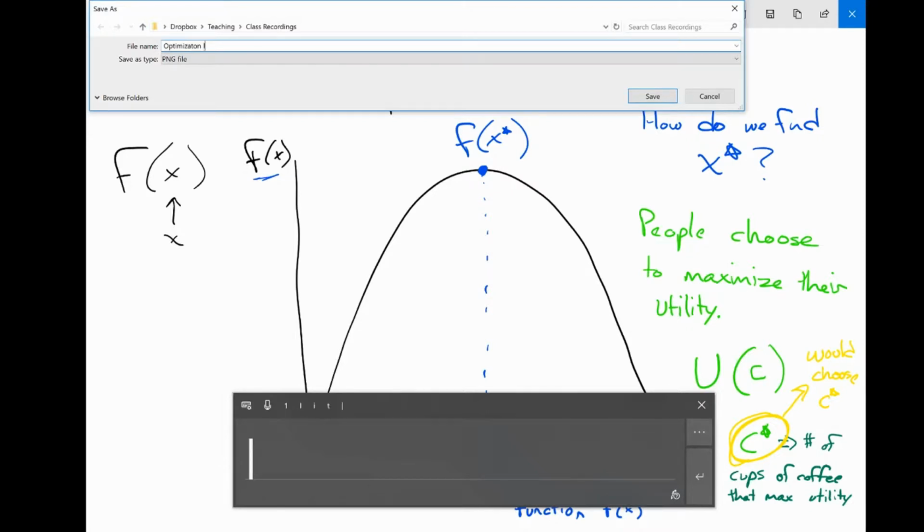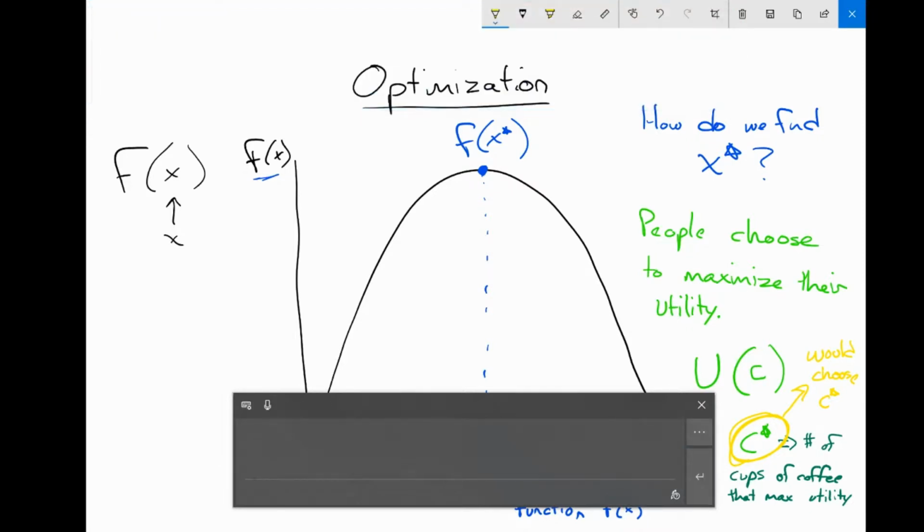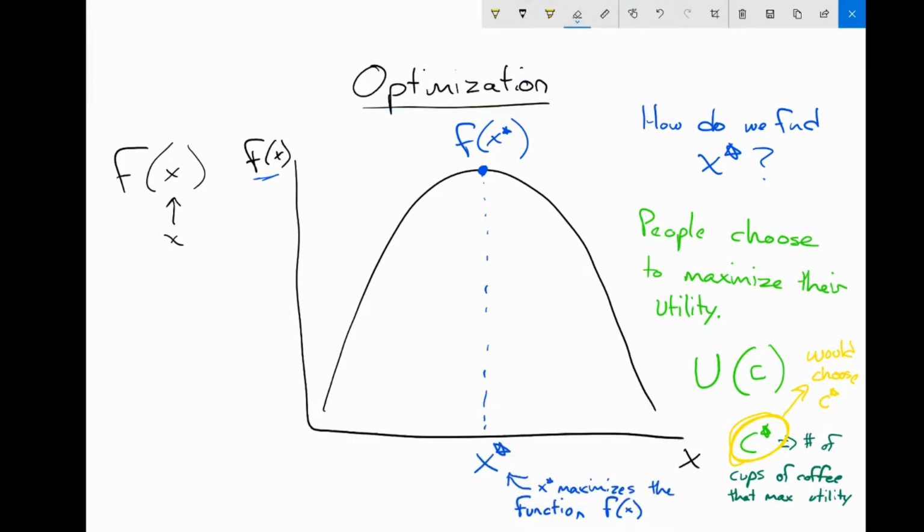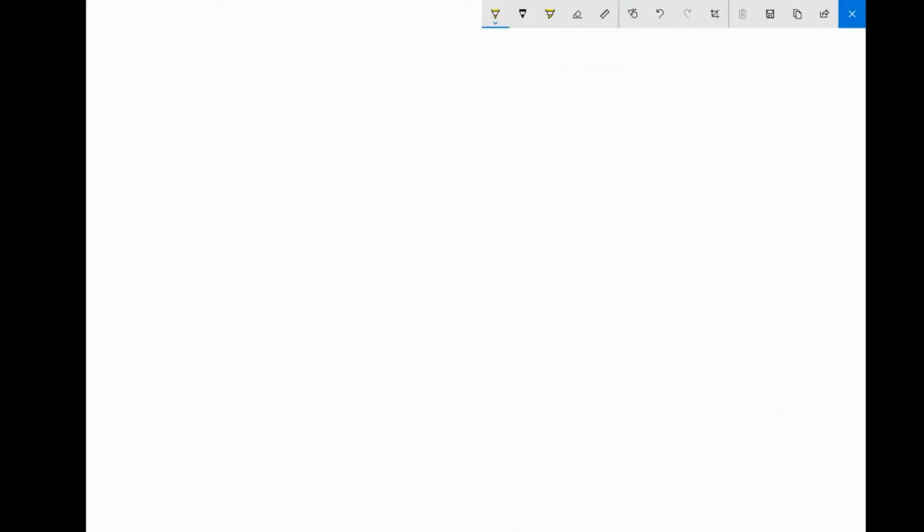Okay, so let's just save that. All right, so that's what we're going to do today. We want to find how to optimize a function. So let's talk about it. How do we optimize a function?